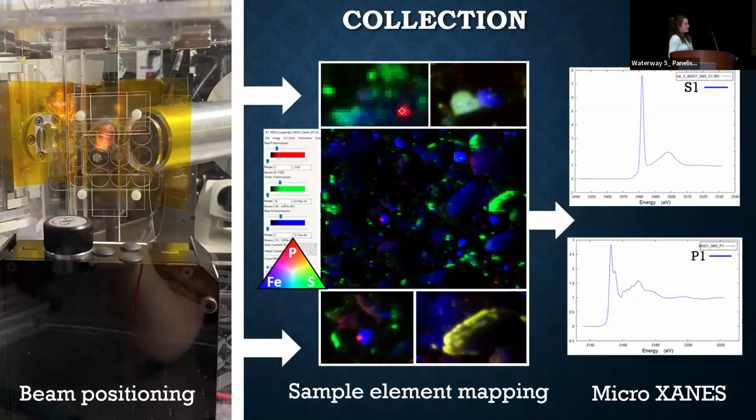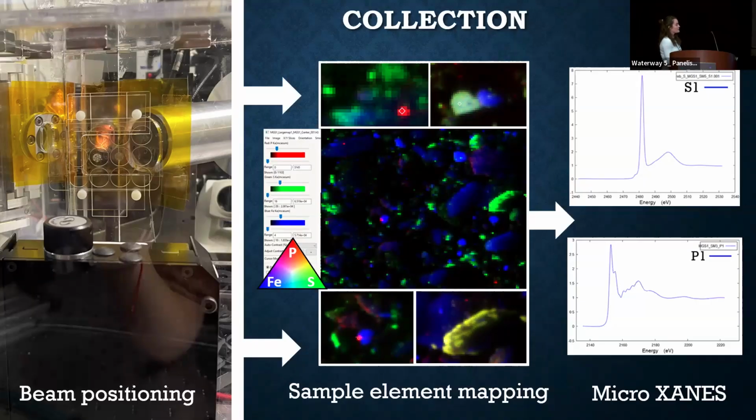So for the setup, I put my samples in the beam and we found the correct positioning. We ran these energy specific maps on the soil surface. Over here, you can see these maps of the soil surface: the phosphorus is correlated to red, the sulfur is correlated to green, and the iron is blue, as you can see up here.